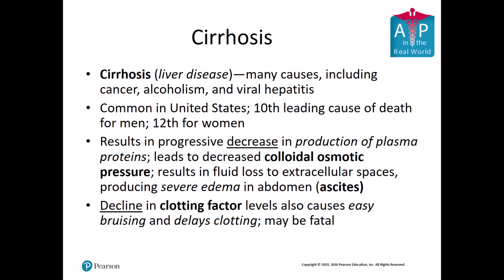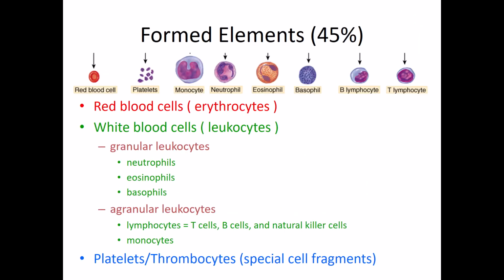Another thing that someone with cirrhosis of the liver may end up having is clotting issues, because again, those clotting proteins are made in the liver. So same thing with other types of liver malfunction. Cirrhosis of the liver is common in the United States, is the 10th leading cause of death in men and 12th in women.